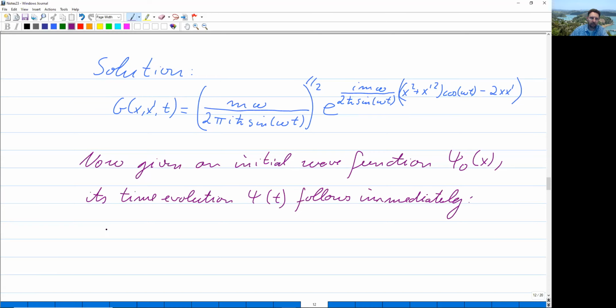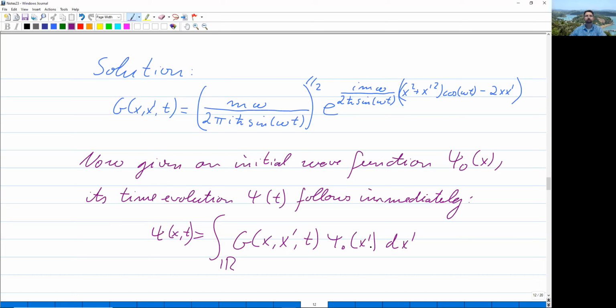Namely, we obtain that psi of t is equal to the integral over r of the Green's function, and forgive me if I don't write out the whole thing again, of g of x and, oh wait a moment, this thing has two variables, depends on x and depends on t, equal to g of x and x prime and t, and then psi naught of x prime dx prime.